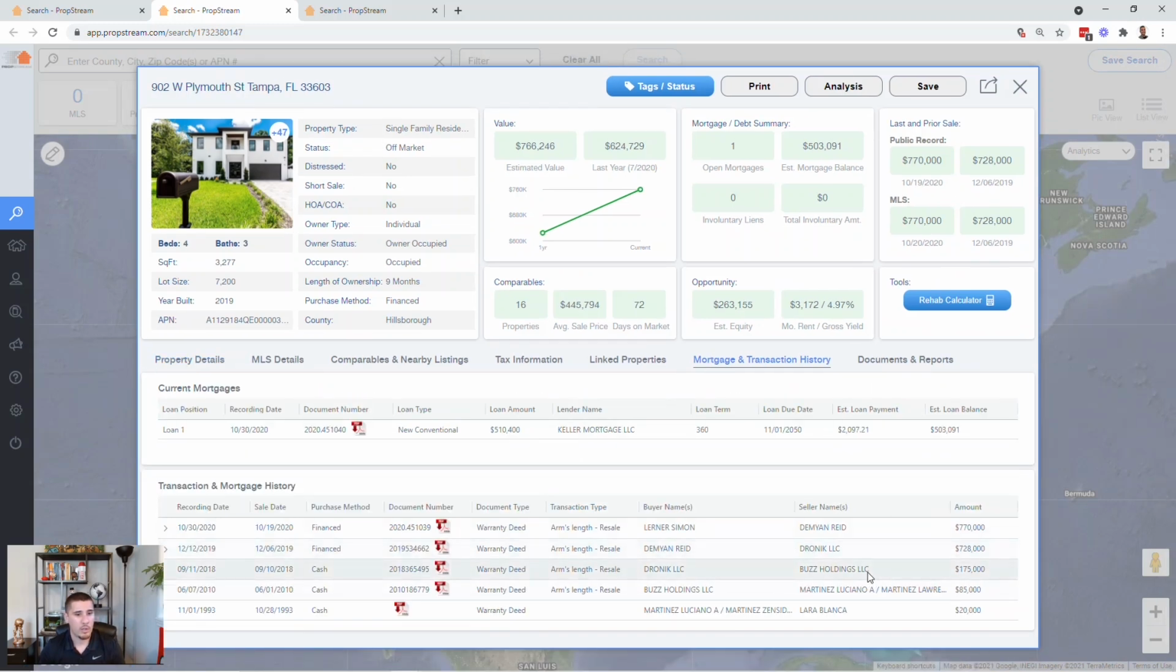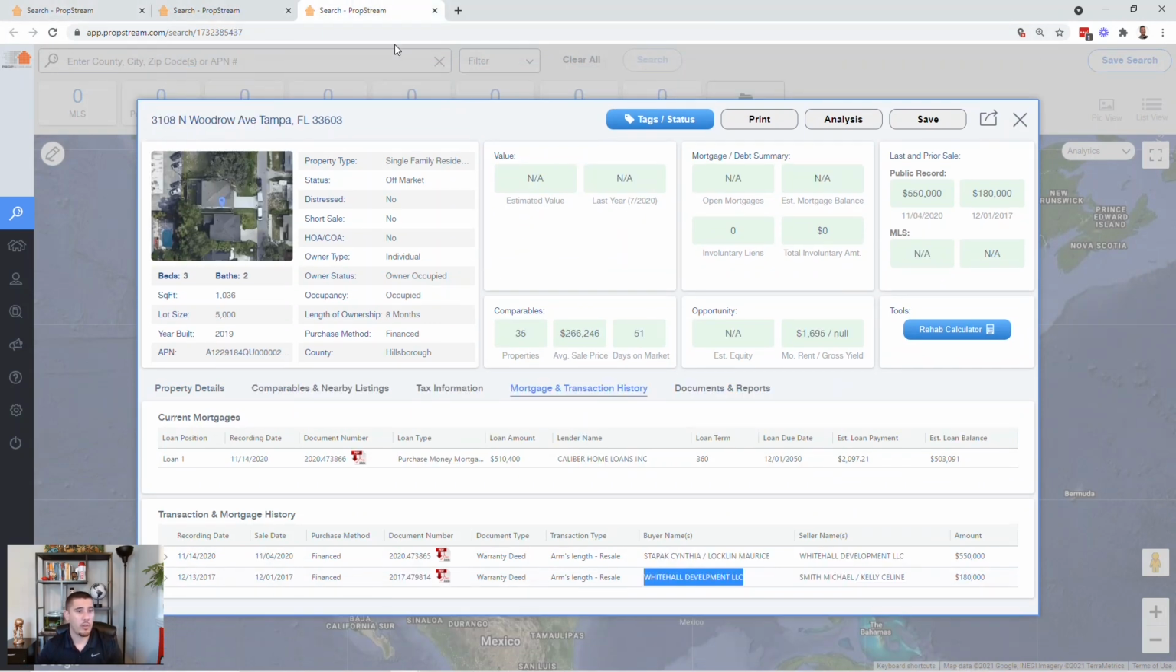This one sold for $175. So if I want to make $10,000, my max offer is $165. Whereas this one sold for $180, my max offer is $170. Now keep in mind, I'm being very conservative with these. This one is smaller, even though it's the same zoning. Ours is a little bit more valuable, right?